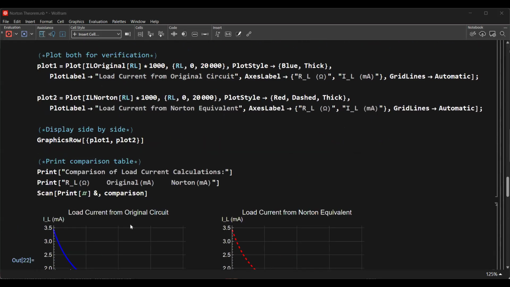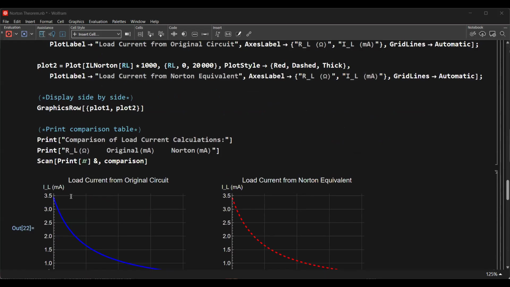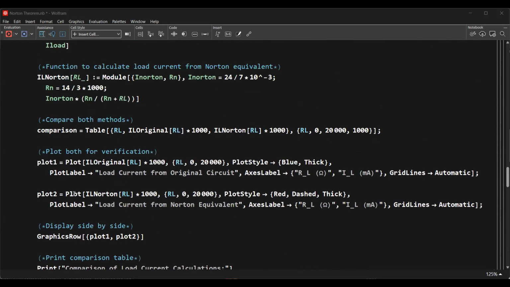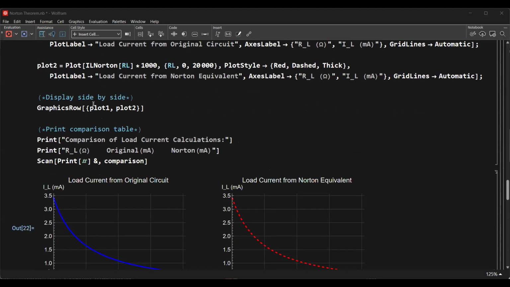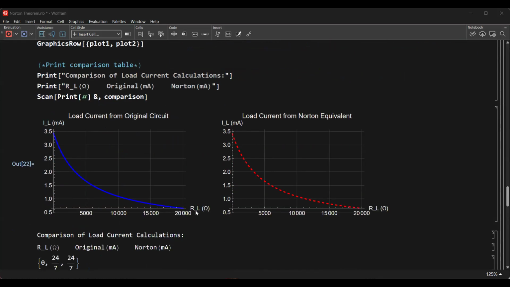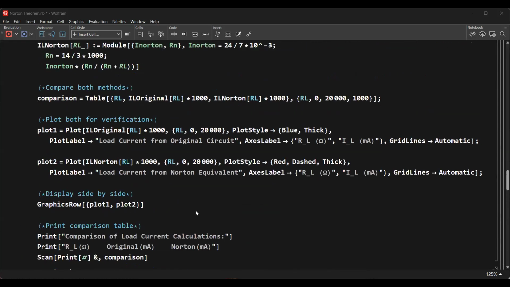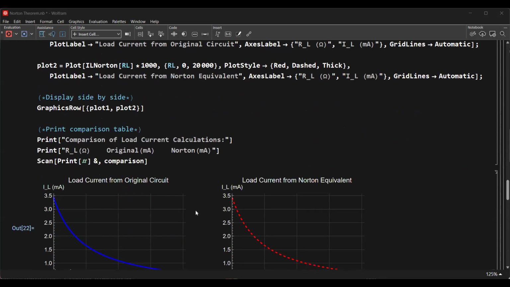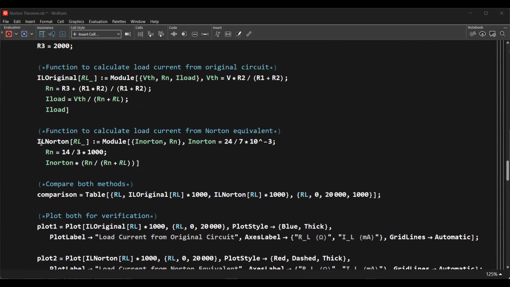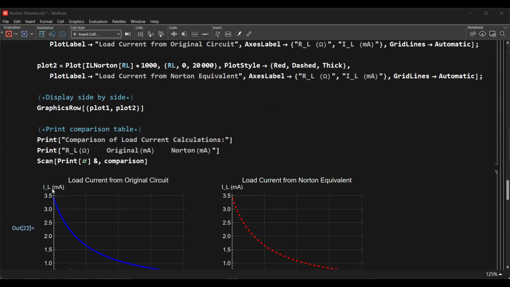Okay, so we have the plot now. This is the plot of the load current versus the load resistance. Here is the IL Norton, the load current. This one is the IL original, and this one is the IL for the Norton equivalent.